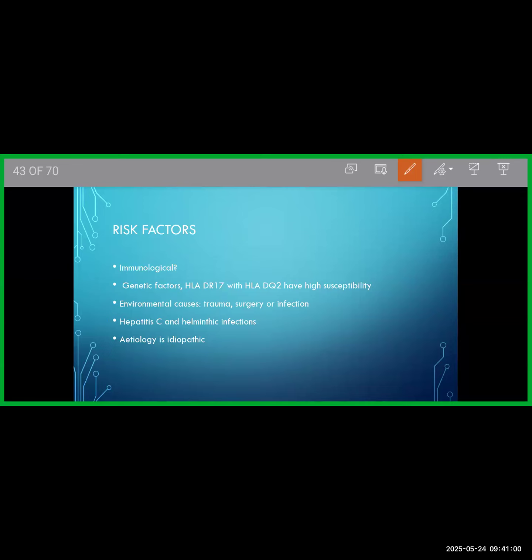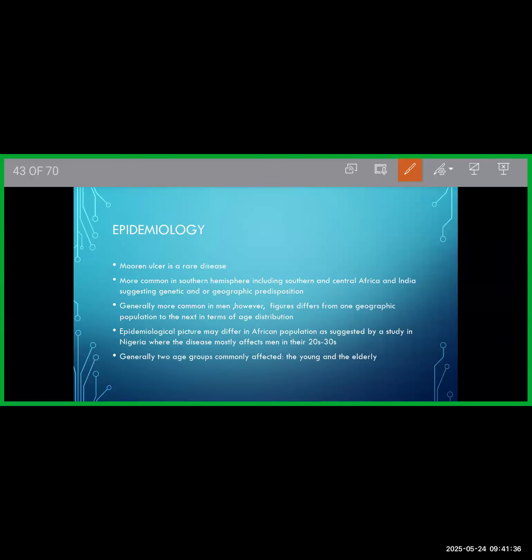I think a number of research was done in Nigeria here that associated hookworm infestation to Morin's ulcer. The other part of it is that it has been found that even areas where this hookworm infestation is endemic don't tend to have more cases of Morin's ulcer. However, it has been said that hookworm infestation is associated with Morin's ulcer.